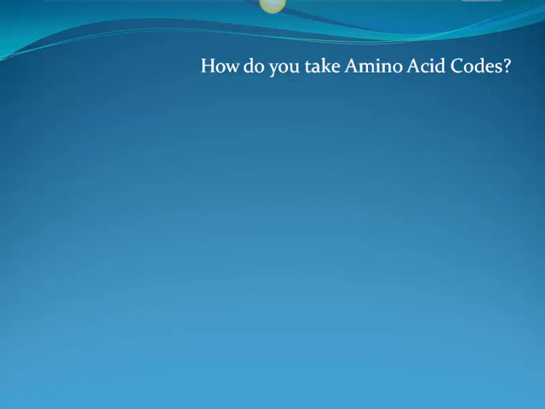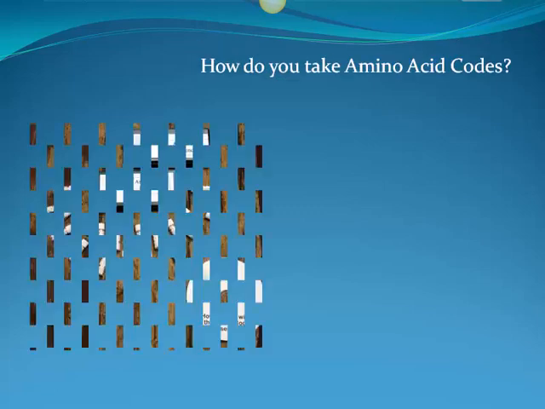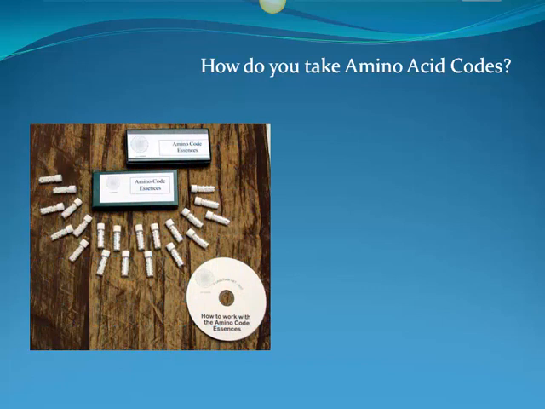Now, how do you take the amino acid codes? Well, have your set of amino acids, and there is a little film that shows you how to muscle test so you know which ones you need to take. It shows you how to make them up and take them. It is in the booklet that goes along with that, so you have all of that information.